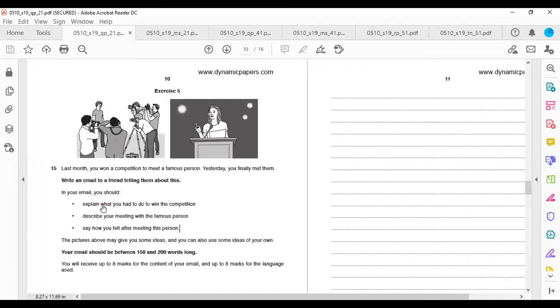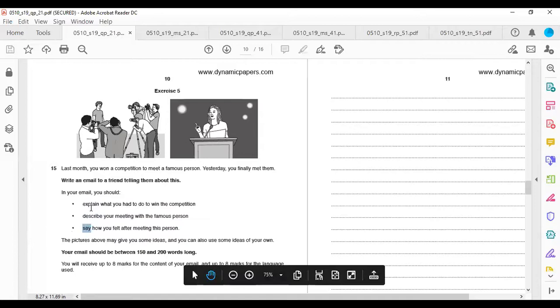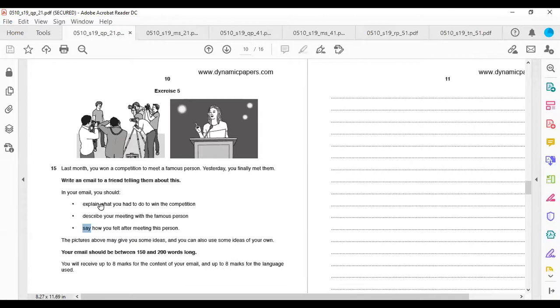You need to explain. And look at these 3 keywords: explain, describe, say. They are always in each task. Similar to this, if you go for variant 2, variant 3, summer 19, winter 19, the same. So explain, describe, say, but maybe their order is different. Maybe say comes first, then describe, then explain at the end, or describe comes first, and then explain at the end and say in the middle. But the 3 keywords are there.